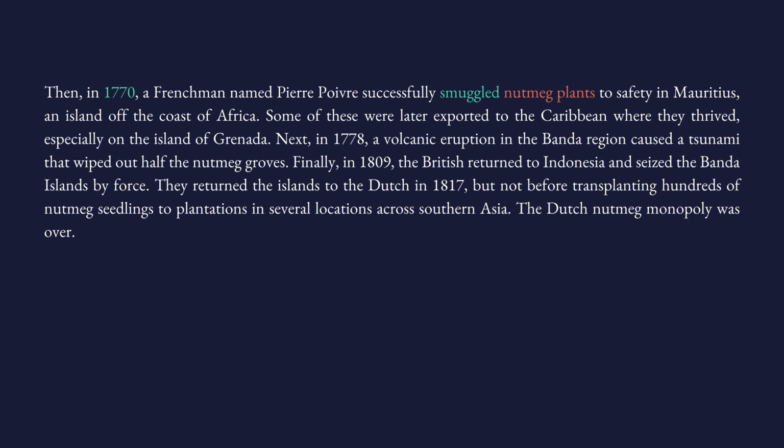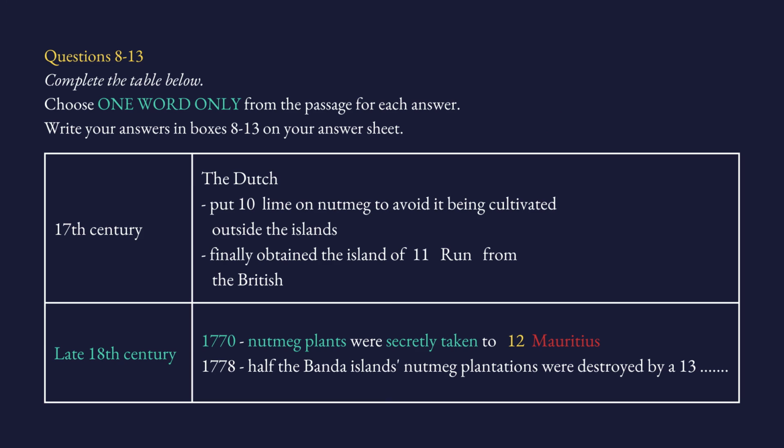Then, in 1770, a Frenchman named P.P. By the way, when you are reading, you don't necessarily need to struggle to read those names. We don't care. Read the initials and move on. Successfully smuggled nutmeg plants to safety in Mauritius, an island off the coast of Africa. So where were the nutmeg plants taken? To Mauritius, which is the name of an island off the coast of Africa. So one word, Mauritius. And we have one question left.